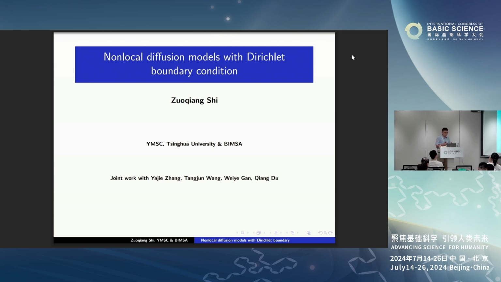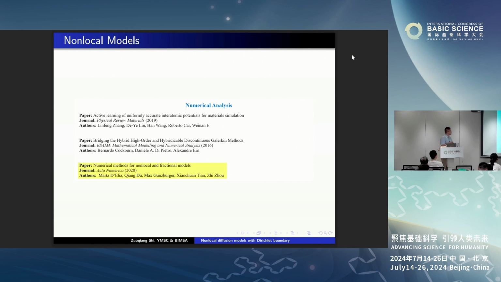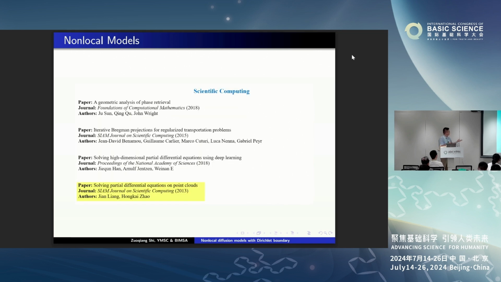Actually, today this talk is closely related to two Frontiers of Science Award papers. One is a paper on numerical methods for non-local and fractional models, written by Professor Zhou Zhi. Professor Zhou Zhi also gave a talk on Monday, with a very good introduction to non-local models. Our talk is also related to another best paper in the scientific computing category, written by Professor Zhao, who will give a talk on solving partial differential equations on point clouds tomorrow. Because a non-local model, in some sense, can give a numerical method to solve PDEs on point clouds, it's also related to numerical methods on point clouds.